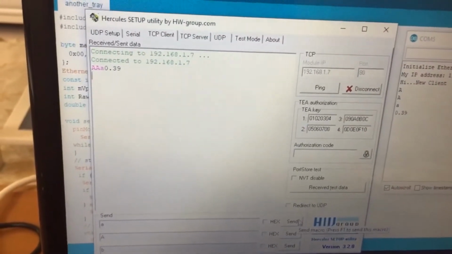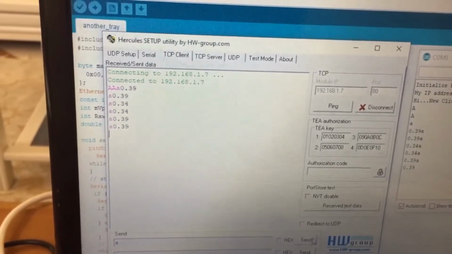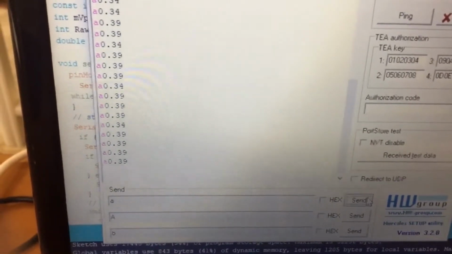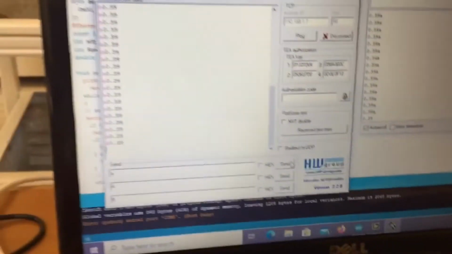See here, these are the readings. Okay, if I keep pushing, it keeps giving me the readings. Now I will put my hand around the motor, and at the same time we are going to send small a to see what the reading gives us. Okay, just a minute.